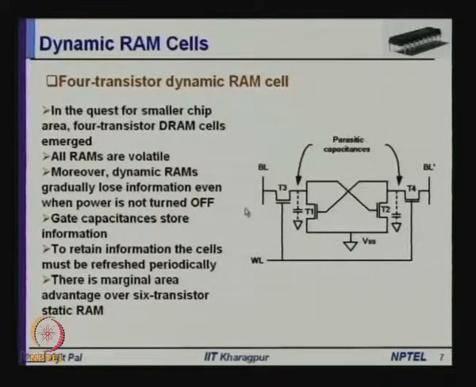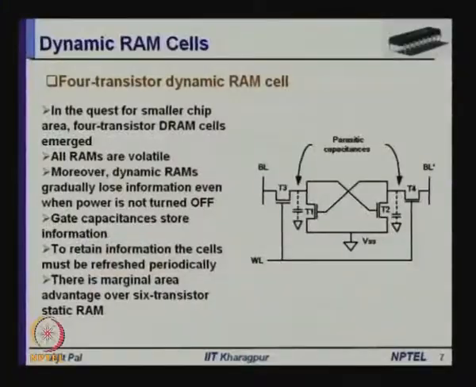But here there is one additional problem. In case of dynamic RAMs, gradually the information is lost even when power is not turned off. That means, power is present here, but because of the leakage problem, these capacitors will leak. Any capacitor leaks. That means, the information stored there in the form of charge will be gradually discharged. So, this problem can be overcome by periodic refreshing.